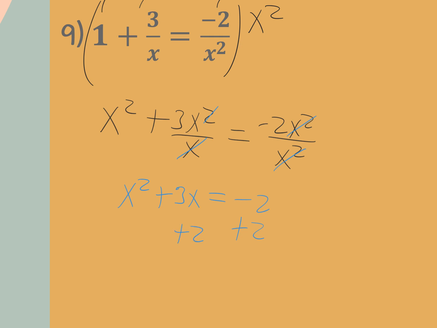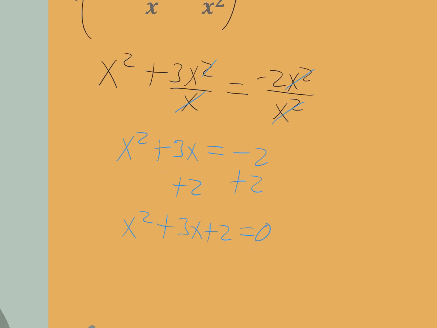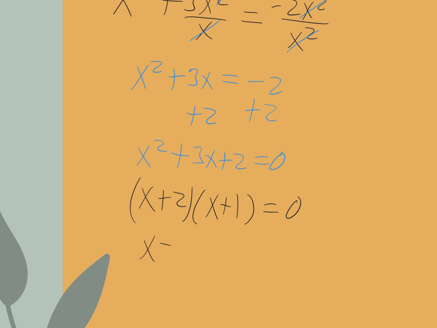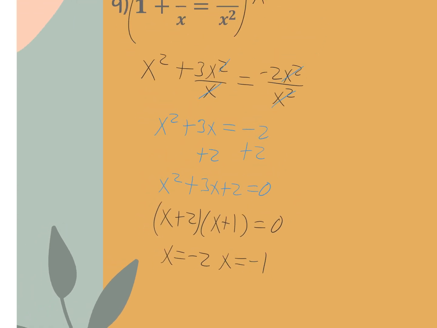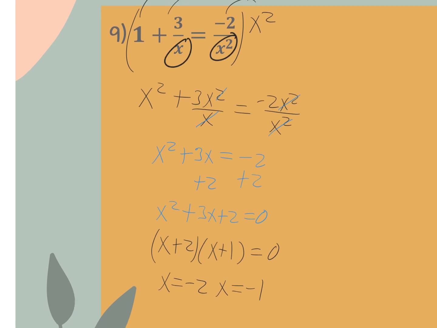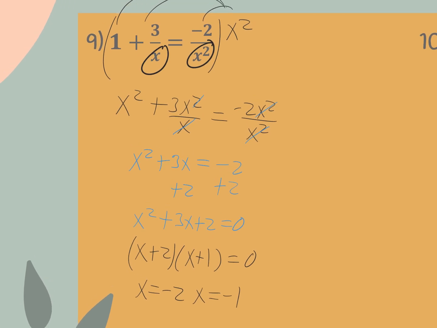Now we can add 2 on both sides. So you get x squared plus 3x plus 2 equals 0. And now you can just factor and solve. This is just going to get you x plus 2 times x plus 1 equals 0. So you should get x equals negative 2 and x equals negative 1. Now, anytime you have a variable in the denominator, you want to check for extraneous solutions. We don't get any here, so you don't have to check here. It's fine.